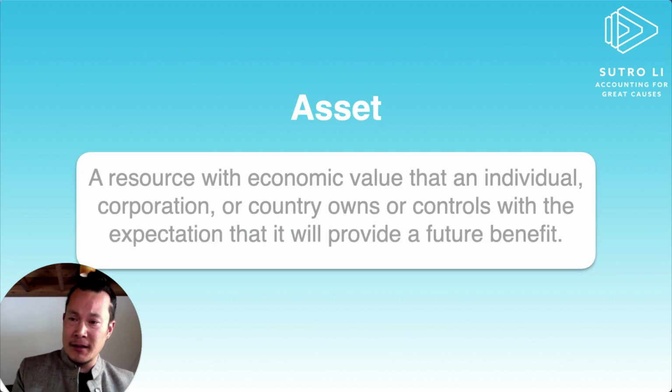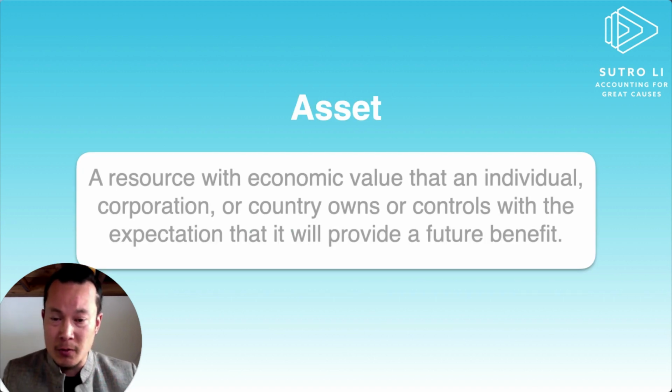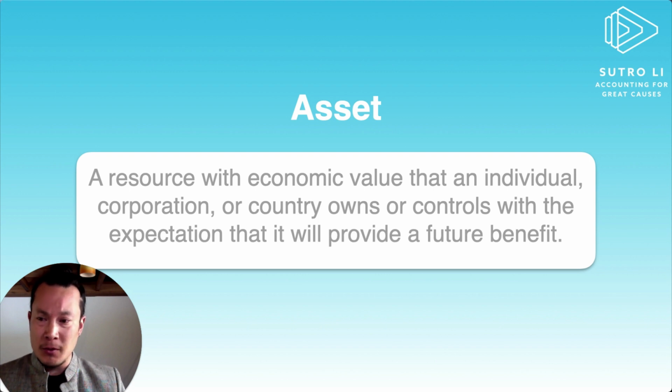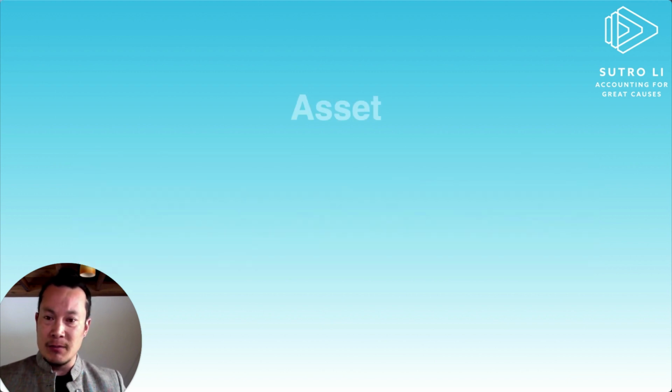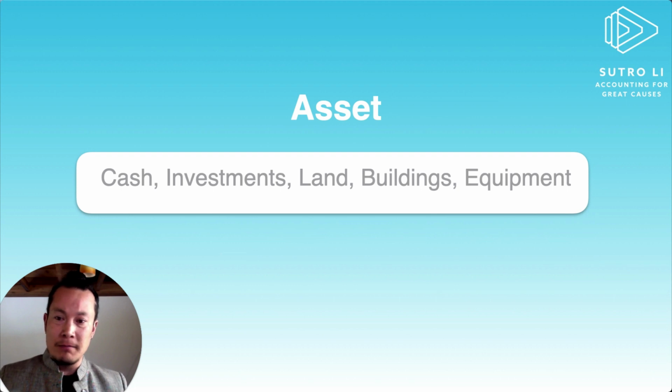So what is an asset? An asset is a resource with economic value that an individual, a corporation, or a country owns or controls with the expectation that it will provide a future benefit. Some examples of assets would be cash, investments, land, buildings, or equipment.